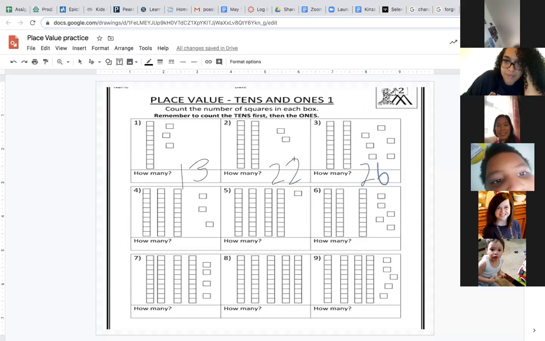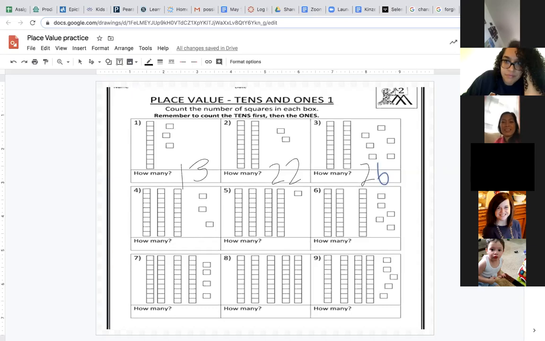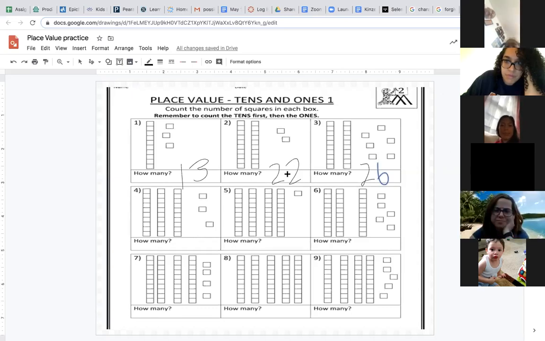All right, number 4, Genesis. Where are you? Oh, there you are. I see you. Genesis, help me with number 4. How many 10s? 3 10s. And then we have how many ones here? 3. Let's skip count. Let's count these 3 groups of 10 by 10s.